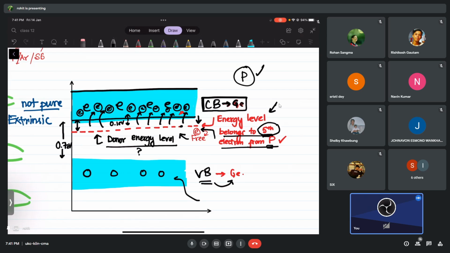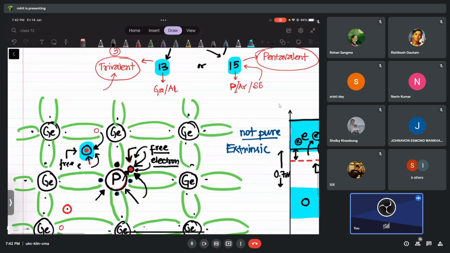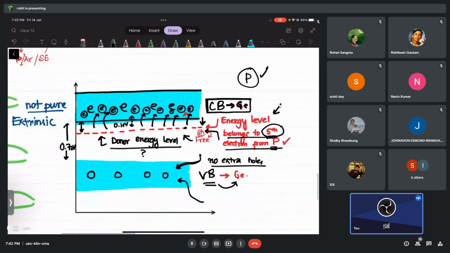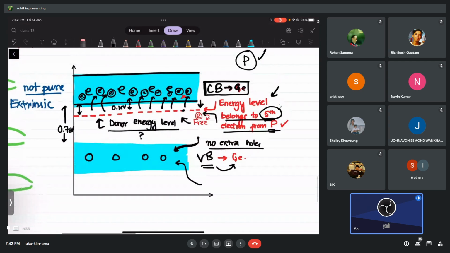But now you check. Do you realize, did we form any extra holes or no extra holes? No extra holes, because did we break any bonds? We did not break any bonds. These are free electrons, directly free, without breaking any bonds. That's why we don't have any holes, because holes are produced only when you break the covalent bond and the electron comes out of it, right?